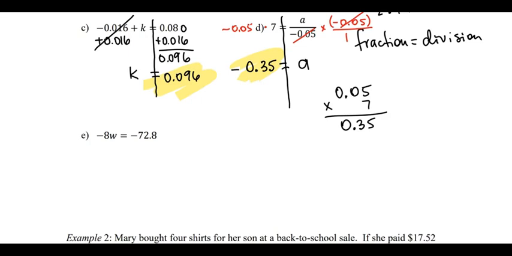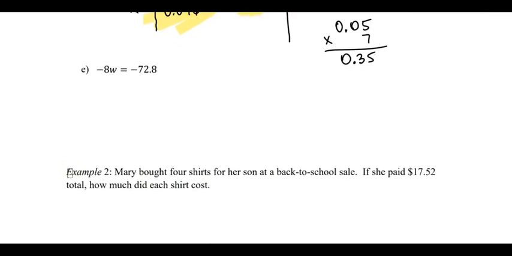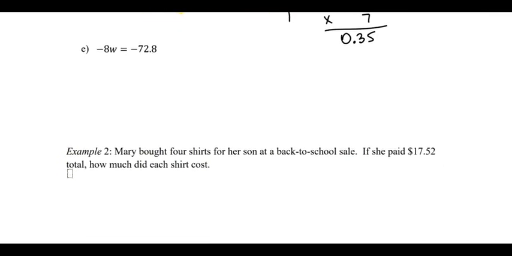All right. And then the last one here in this set, we have part E, negative 8W equals negative 72.8. So we have a multiplication already, so all we need to do is divide by negative 8 on both sides. Let's go ahead and set up this problem. We will have W on this side because the 8s will cancel. Negative divided by negative is going to be a positive number. And then we're going to set up the long division.